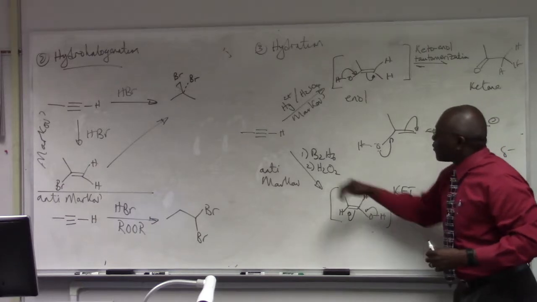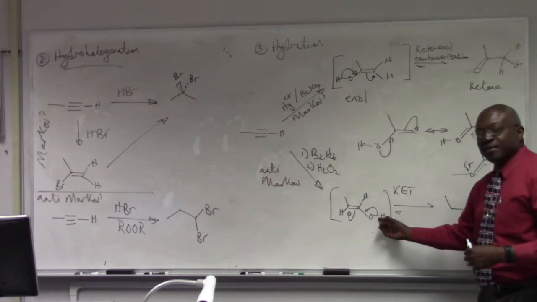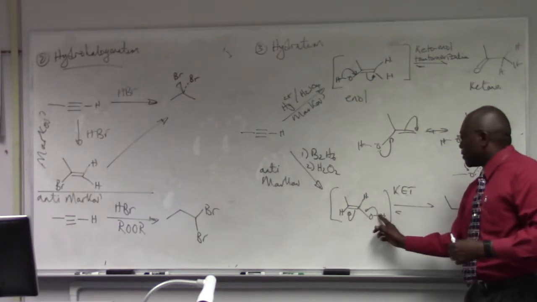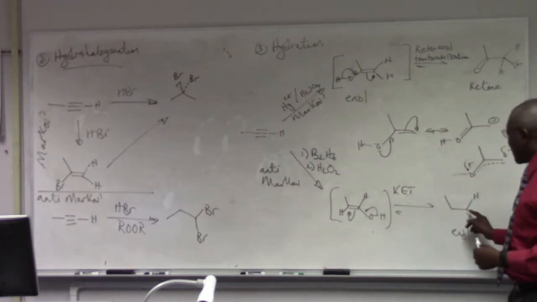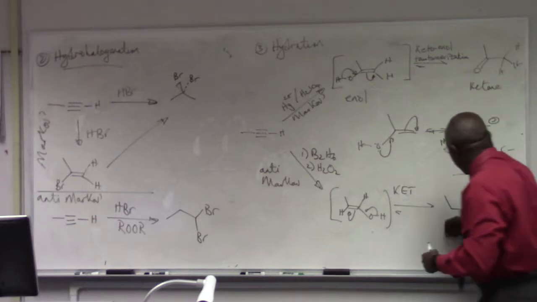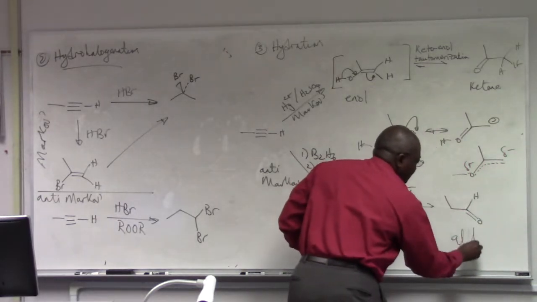And then if we do anti-Markovnikov, so the OH goes to the other position, right? Then we do keto-enol tautomerization, and we end up with the aldehyde. Oh God, this is the aldehyde.